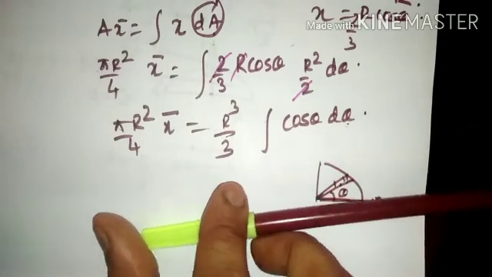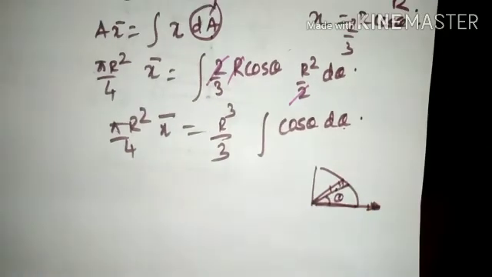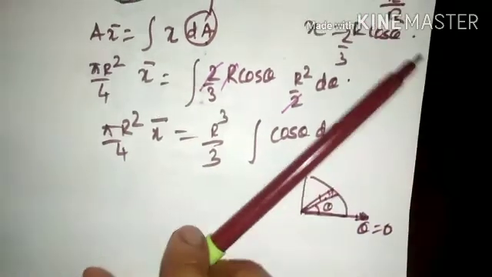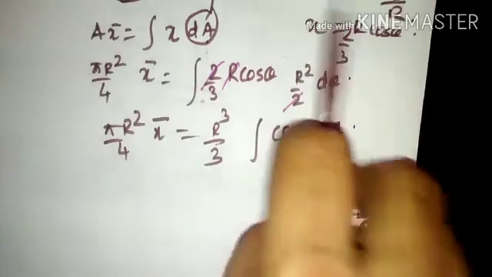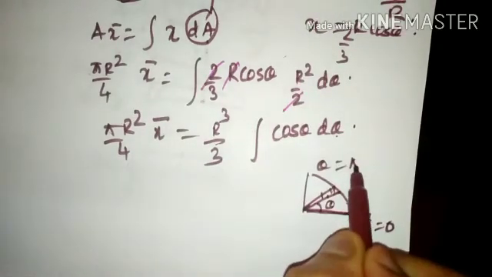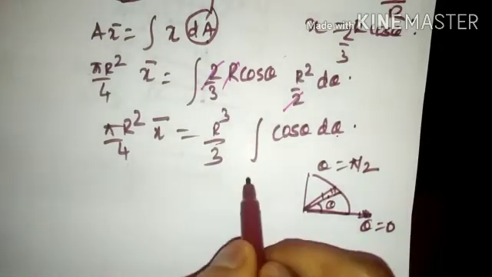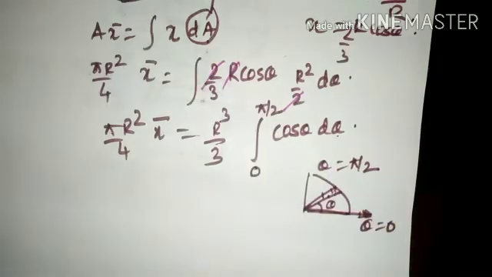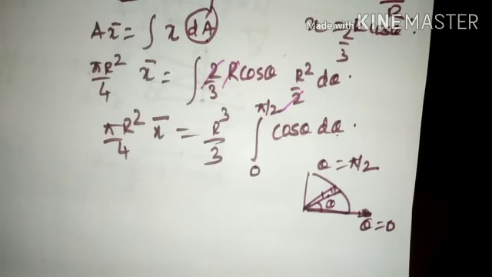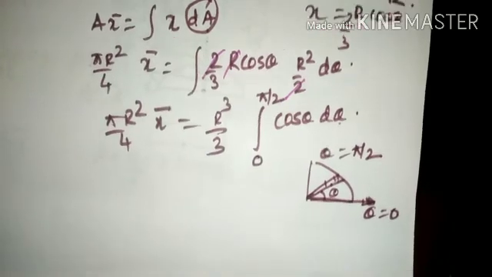When it is being projected along the horizontal, theta here would be 0. Likewise, when the same triangular portion is projected vertically, that is parallel to the y-axis, theta would be pi by 2. So the limits of integration would be 0 to pi by 2. Substitute the limits of integration as 0 to pi by 2.